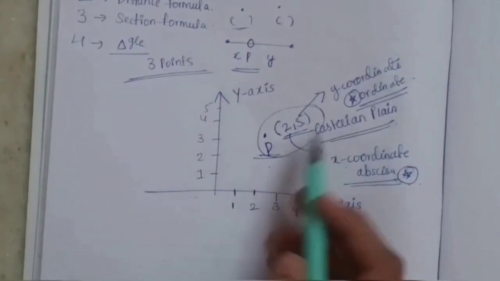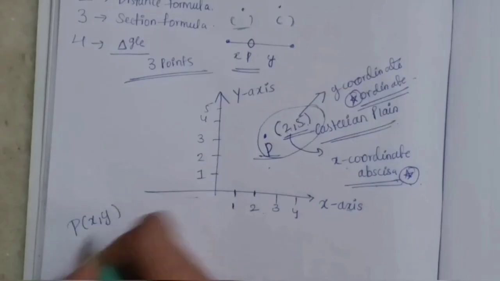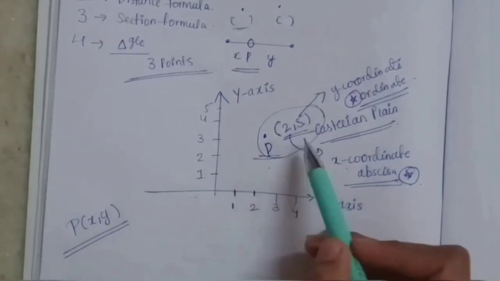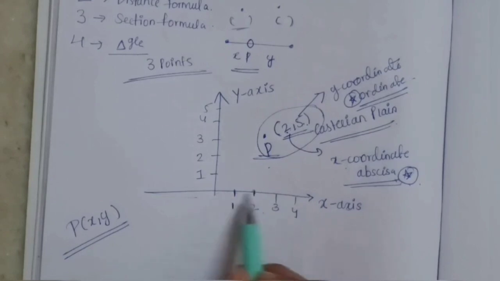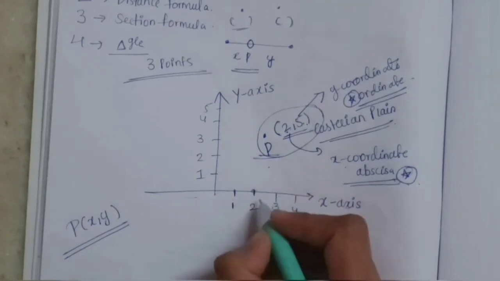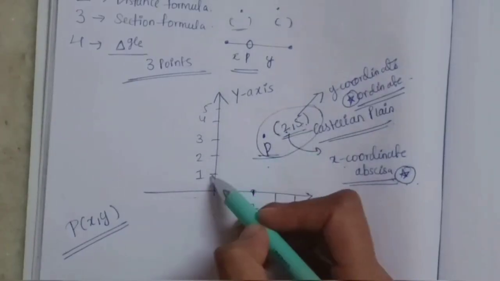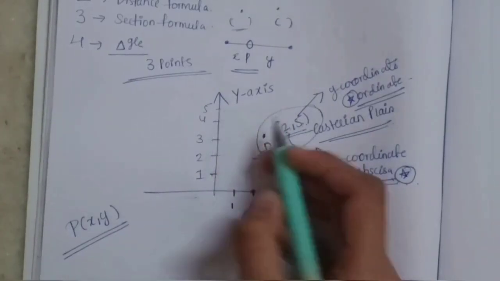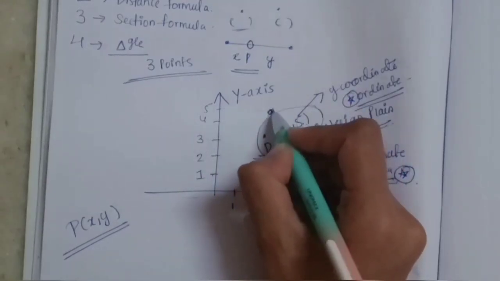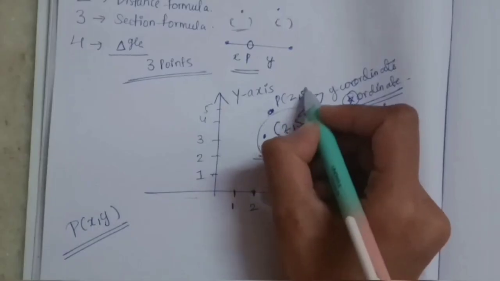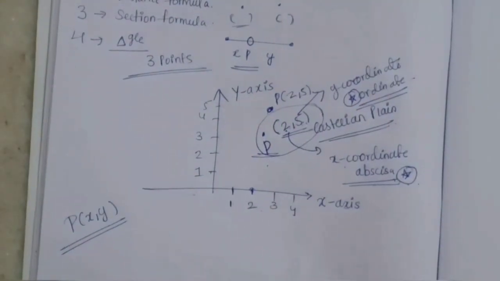Any point P is denoted by x comma y, right? So likewise here, 2 comma 5. On the x-axis we need to go 2 units, so 1 and 2 here, and on the y-axis we need to go 5 units, 1, 2, 3, 4, 5. So on the y-axis 5, on the x-axis 2. So our point P is located here, 2 comma 5. Right, so we have seen this basic terminology.